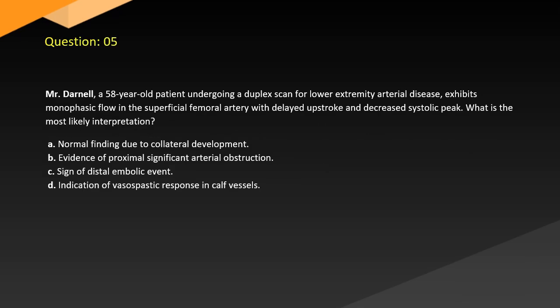Question 5. Mr. Donnell, a 58-year-old patient undergoing a duplex scan for lower extremity arterial disease, exhibits monophasic flow in the superficial femoral artery with delayed upstroke and decreased systolic peak. What is the most likely interpretation? A. Normal finding due to collateral development. B. Evidence of proximal significant arterial obstruction. C. Sign of distal embolic event. D. Indication of vasospastic response in calf vessels.